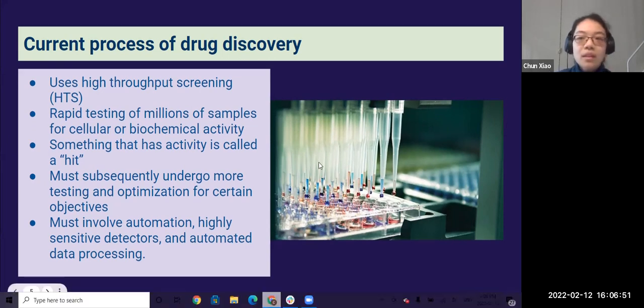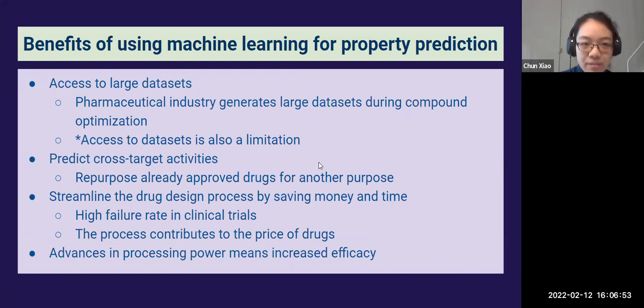So next, we will talk about the benefits of using machine learning for property prediction. In machine learning, you have access to large data sets because the pharmaceutical industry generates large data sets during compound optimization when they're trying to find new drugs or produce a new drug for marketing.